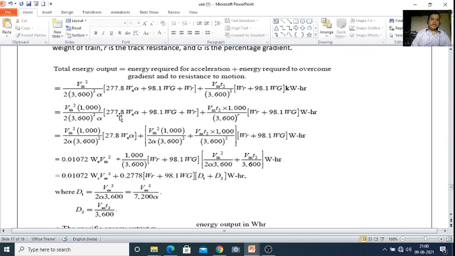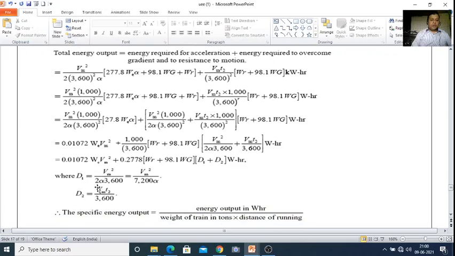So, from what we discussed in the previous slides, it is Vm square into 1000 by 2 into 3600 whole square into alpha into 277.8 into We alpha plus 98.1 Wg plus Wr plus Vm into T2 into 1000 by 3600 into Wr plus 98.1 Wg watt hour. After simplification we get the formula 0.01072 We Vm square plus 0.2778 Wr plus 98.1 Wg into d1 plus d2 watt hour.